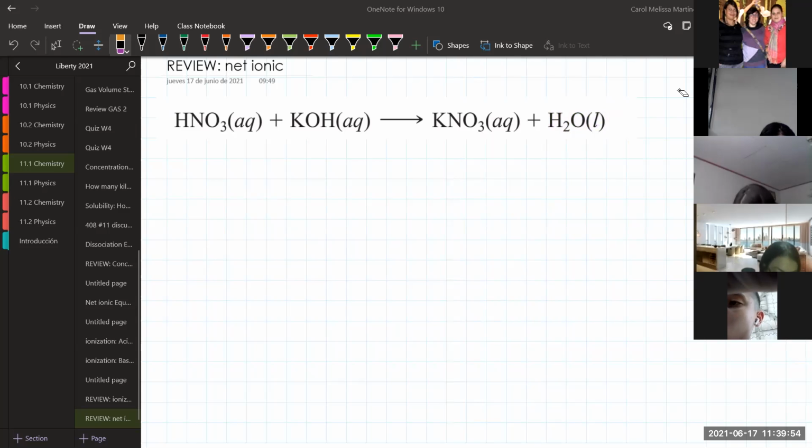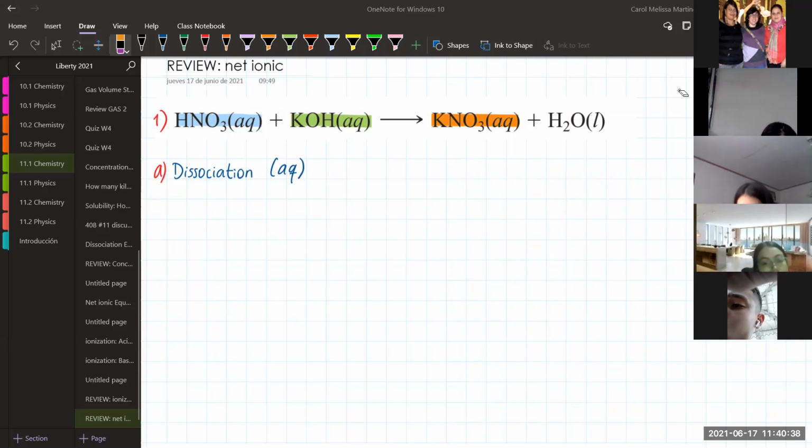So in the first step, what we do is going to be the dissociation. So this is the first example. In the first part, we're going to be doing the dissociation of every aqueous substance. Remember this. So we're going to dissociate HNO3, KOH, KNO3. Those are going to be the dissociations that we're going to be making in this kind of exercise.